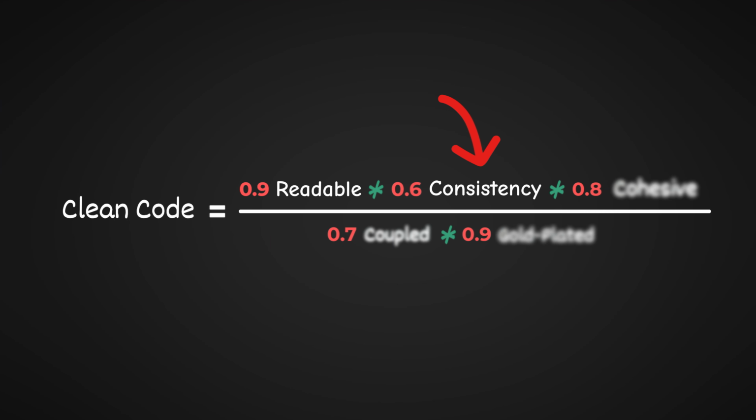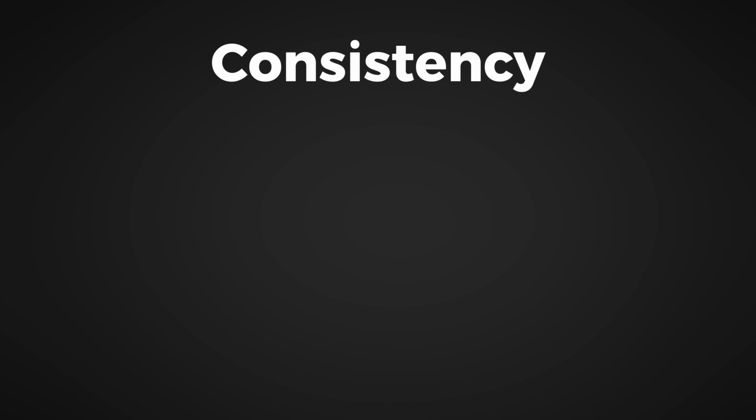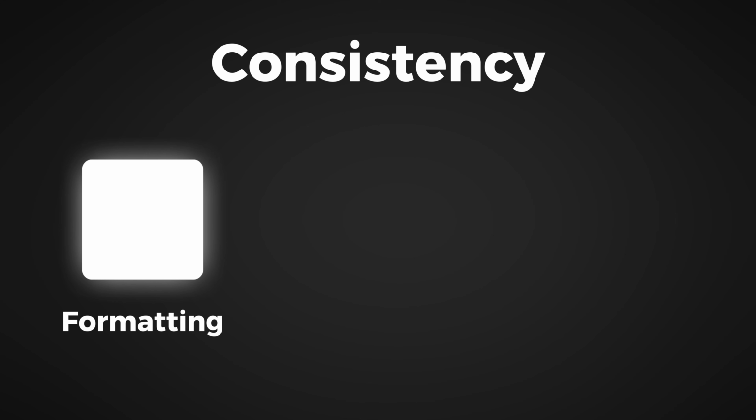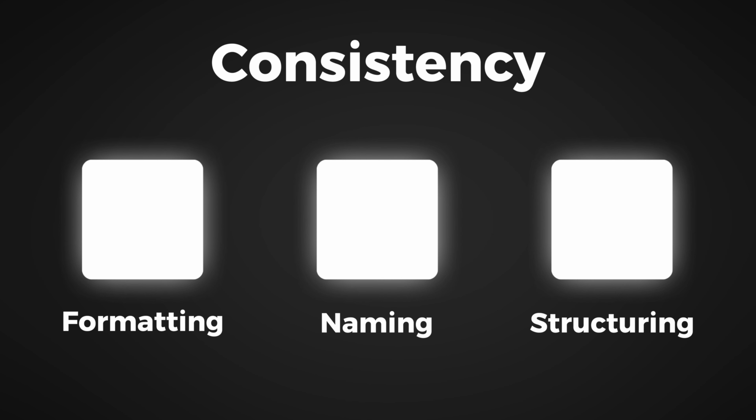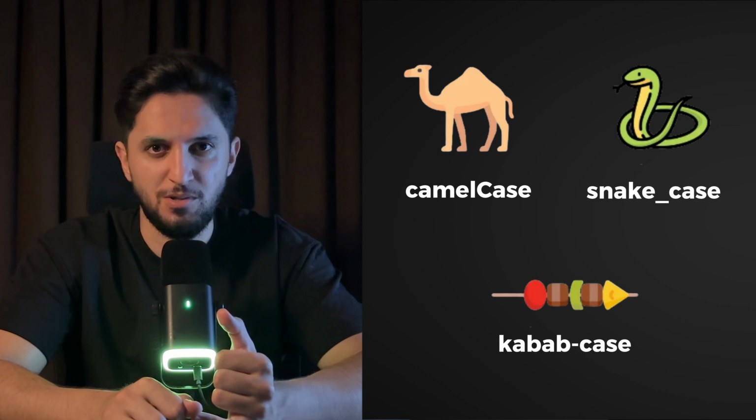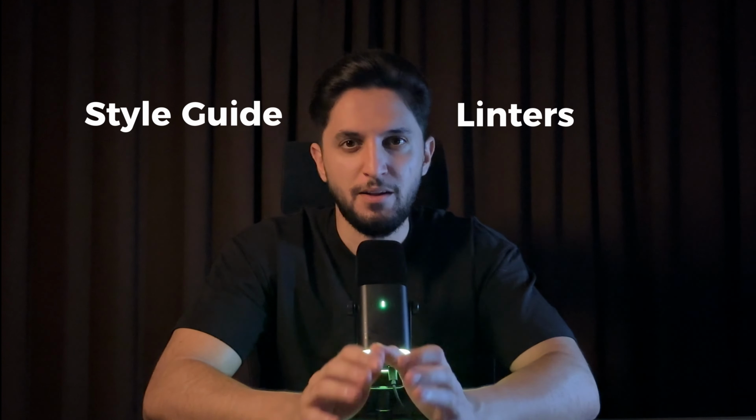The second factor is consistency. Consistency makes your code feel predictable. It's about keeping the same habits: consistent formatting, naming, and structuring of your files and your code. Inconsistent code slows you down. You start second-guessing things like, are we using lowercase or camel case for variables? Every small difference adds friction. That's why teams use style guides or linters, not to be strict, but to reduce the mental friction.